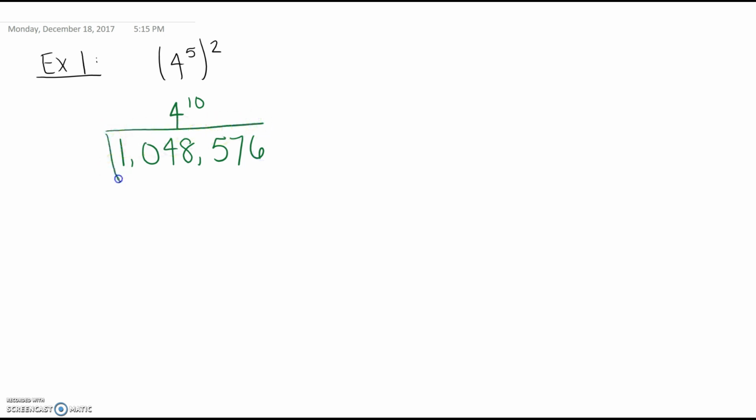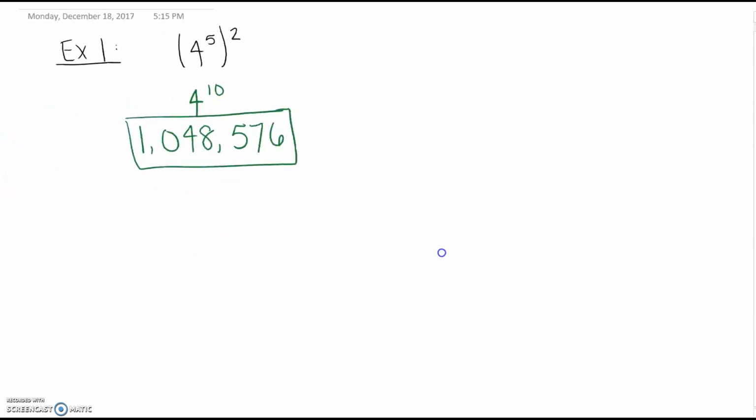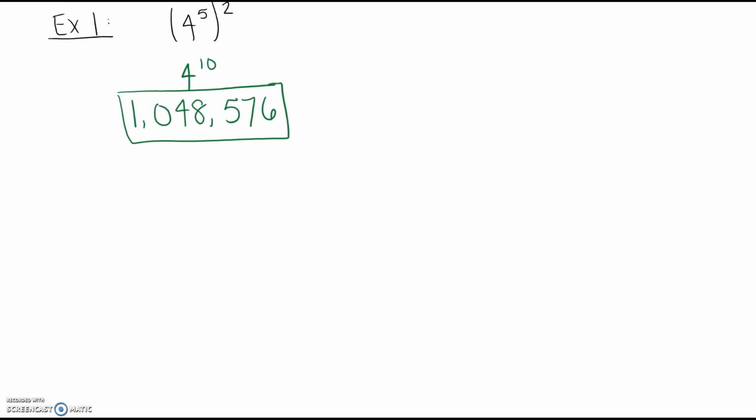Example 1. Four to the 5th squared. So if we use the power property, we can multiply, so 5 times 2. This is the same as 4 to the 10th. So what's 4 to the 10th? And you can use your calculators. You should get 1,048,576.